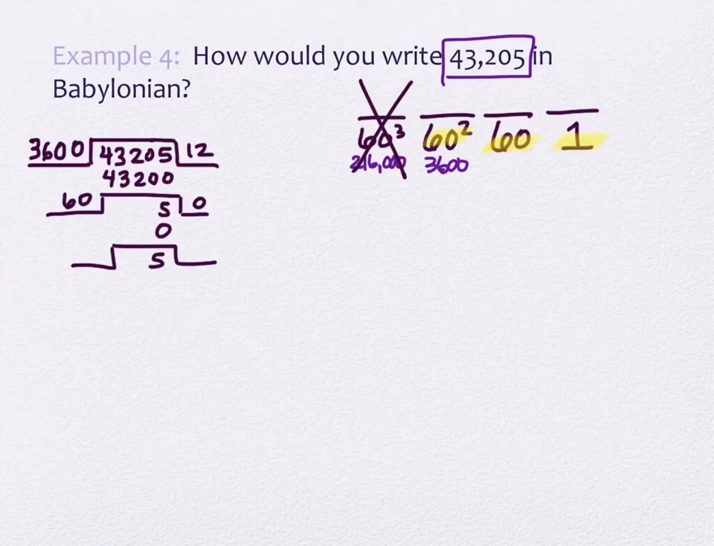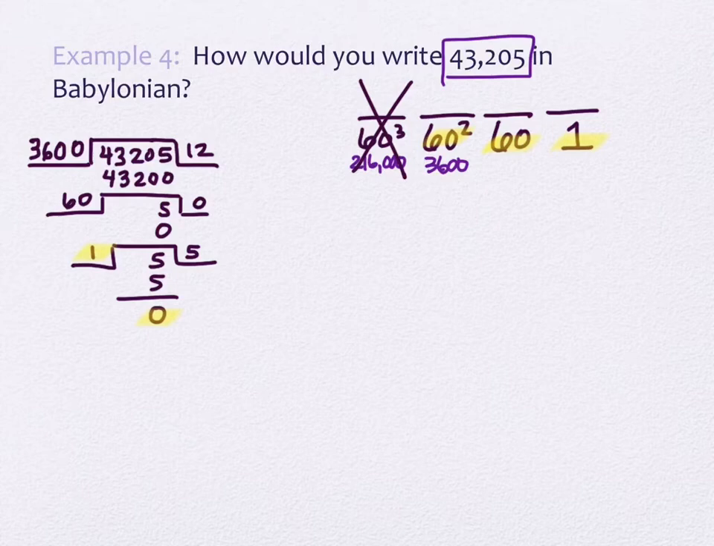Our last thing that we divide by is always 1. So obviously 1 will go into 5 five times. 5 times 1 is 5, and I end up with a remainder of 0. So I should always end with a remainder of 0 after having divided by 1. Okay?